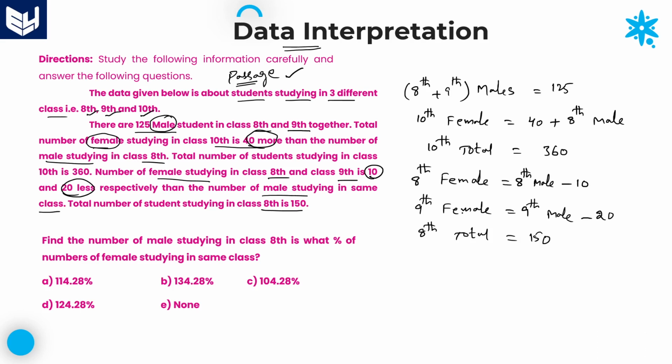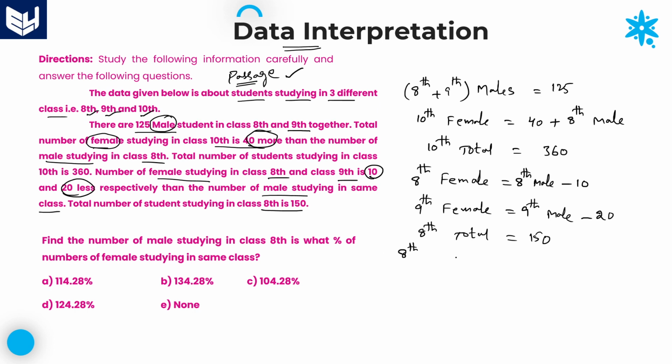Now from this passage, we have to calculate each and every class, males, females and also total. Now how can we calculate those values? Once look at here. If you observe carefully, class 8 total is equal to x. So what I will take is class 8 total is x.